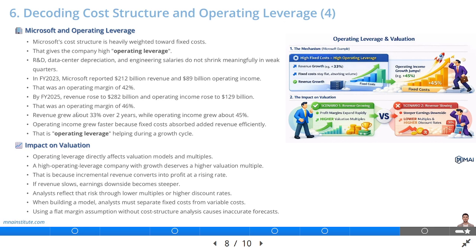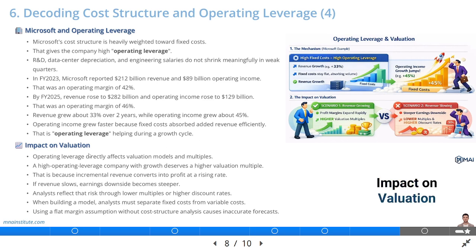Revenue grew by approximately 33% over that two-year period, while operating income grew by approximately 45%. Operating income grew faster than revenue because the fixed cost base absorbed additional revenue with very little additional cost. That is operating leverage working in the company's favor during a growth cycle.